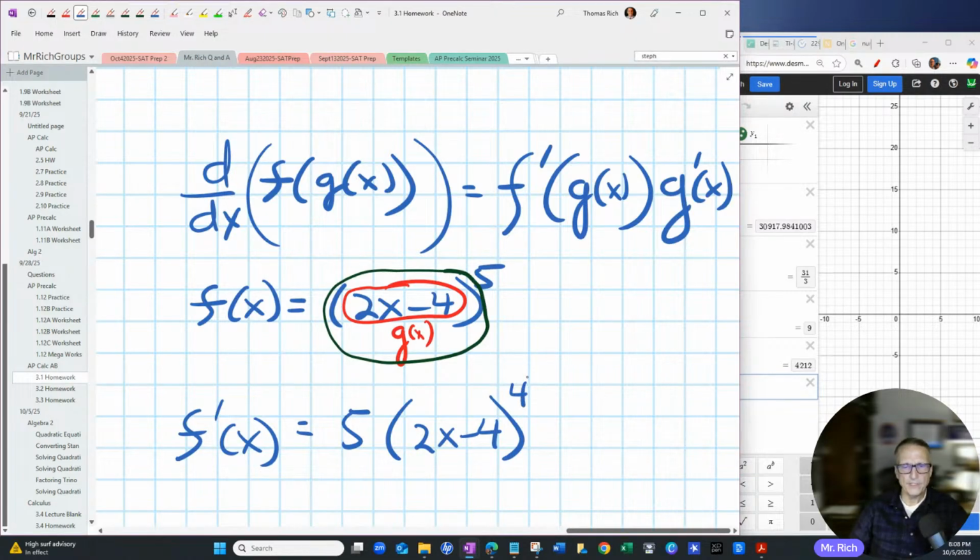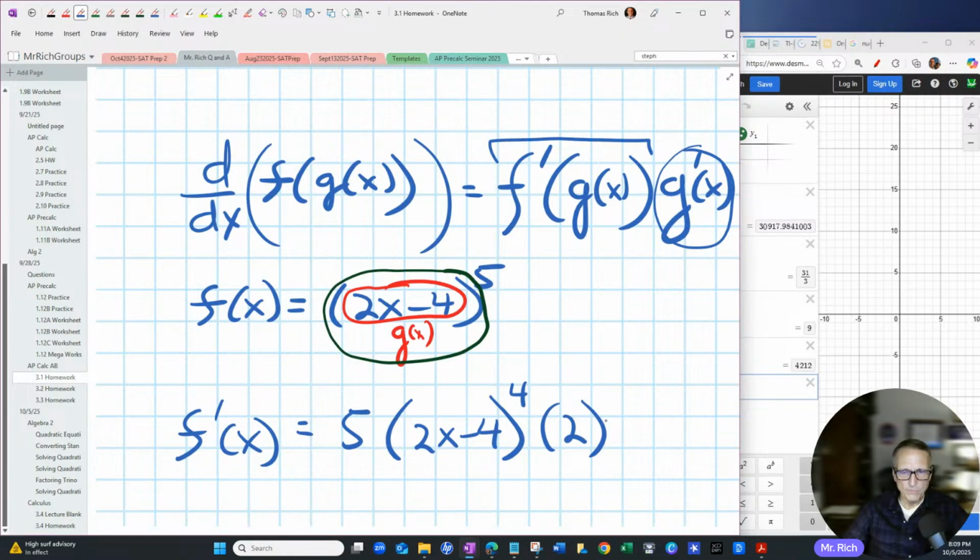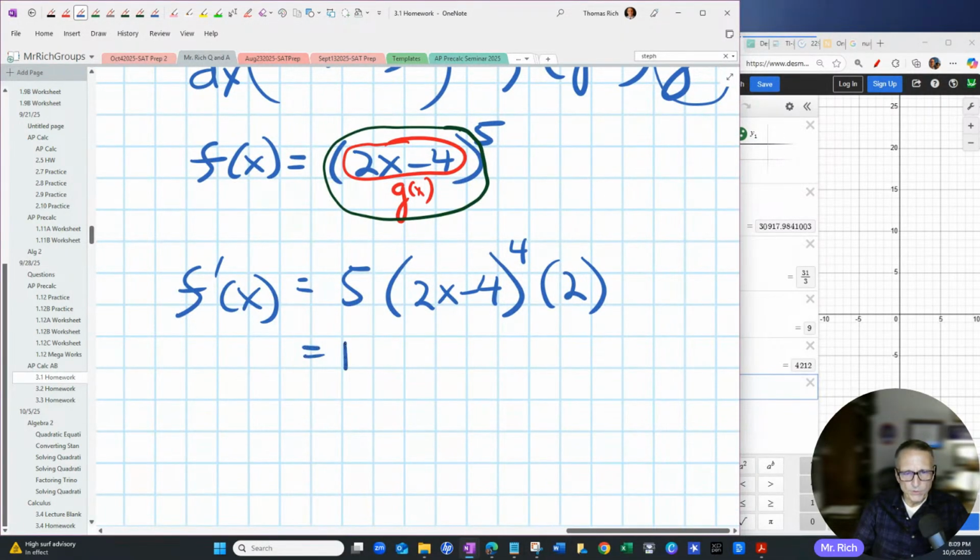So it becomes 5 times 2x minus 4 to the 4th power. And again, that is just our power rule, one of the very first rules of derivatives that we learned. But then by the chain rule, what I just did right there is I took the derivative of the outer part. But now I do need to multiply by the derivative of this inside part, and that derivative would be the number 2, because the derivative of 2x minus 4 is just 2. And so that becomes our derivative. We'll simplify that by taking the 2 times the 5, giving 10 times 2x minus 4 to the 4th power. So that is our derivative right there.